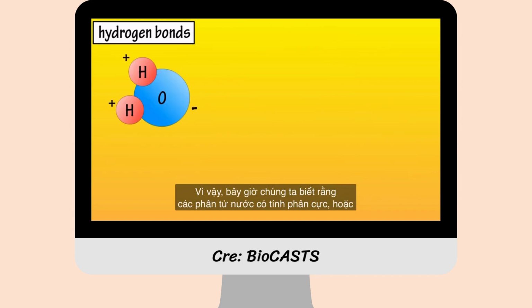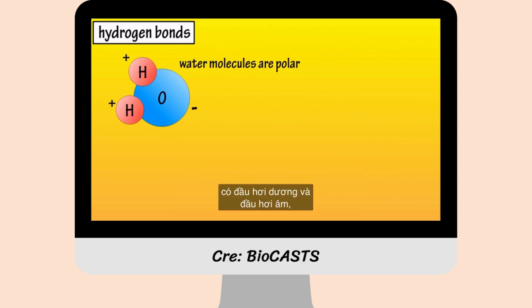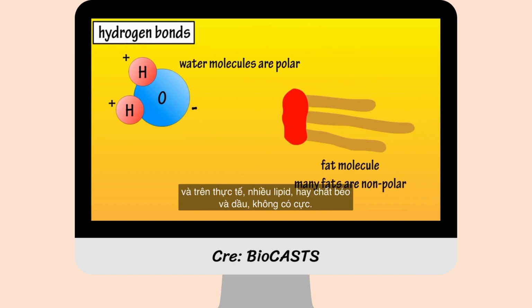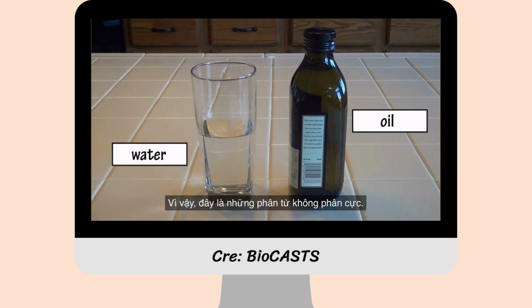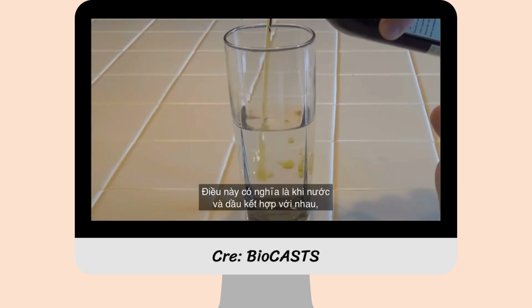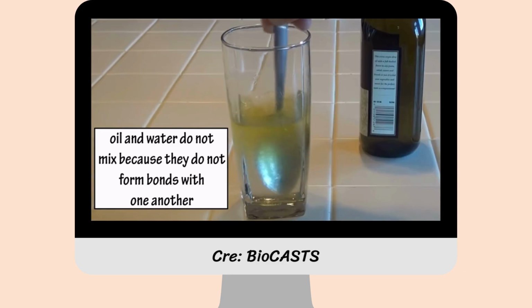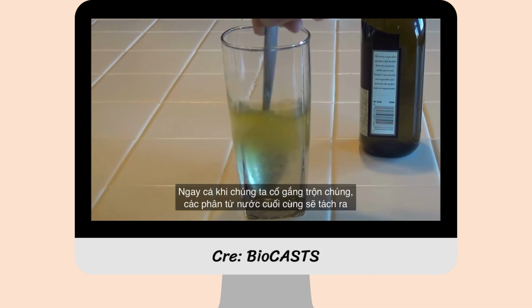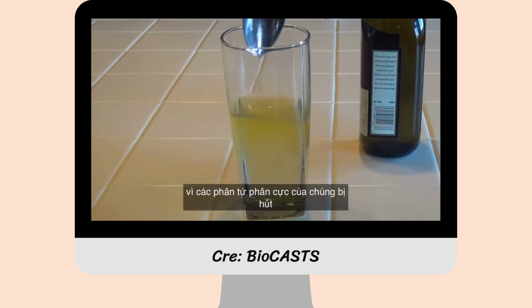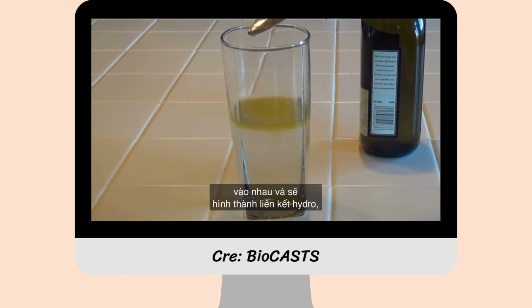So now we know that water molecules are polar, or have a slightly positive and slightly negative end. And in fact, many lipids, or fats and oils, are not polar, so their molecules share electrons equally in their bonds. So these are non-polar molecules. This means that when water and oil come together, they do not form bonds with one another. Even when we try to mix them, the water molecules will eventually separate because their polar molecules are attracted to one another and will form hydrogen bonds, which will separate the water and the non-polar oil molecules.